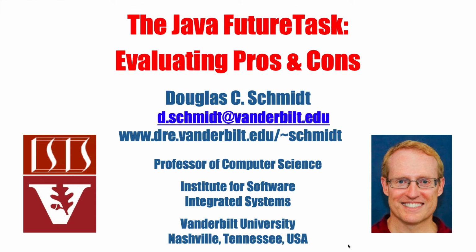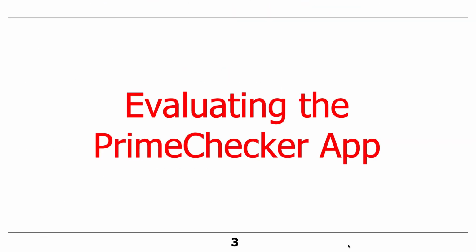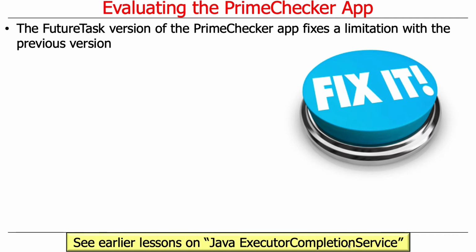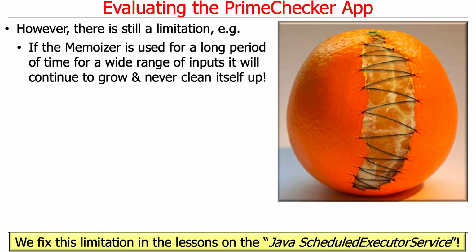So to wrap up our discussion of this set of slides about FutureTask, let's talk about the pros and cons. First, let's talk about the pros and cons of our updated Prime Checker app. So this fixes a limitation with the previous version, namely that the Memoizer in the earlier version relied on Java 8 features. And so as a result, we were stuck if we were using earlier versions of Java. Now, having said that, the whole rest of the implementation used Java 8 features too. So we'd have to rewrite this thing a bit more to get rid of Java 8 altogether.